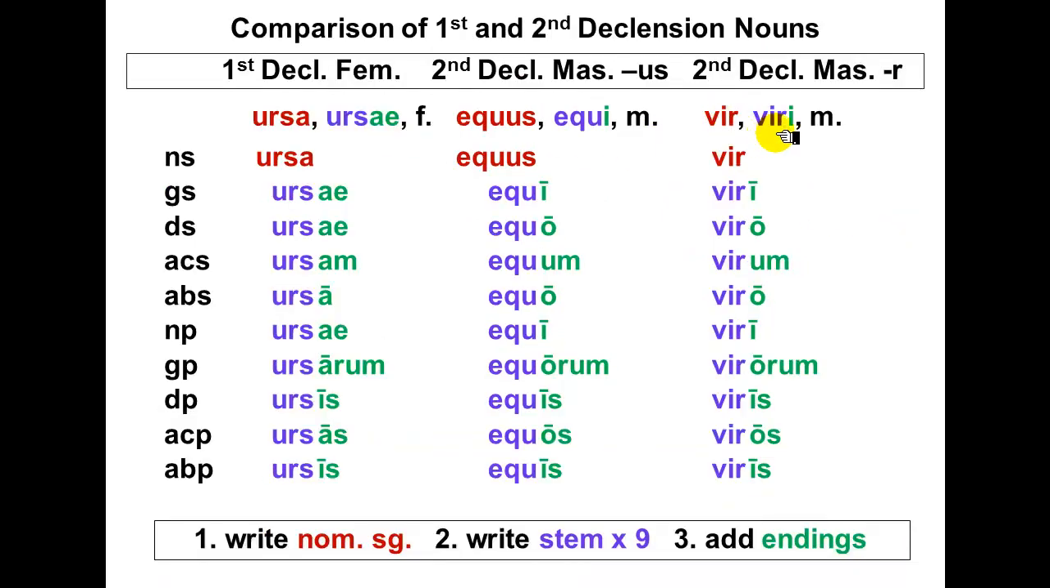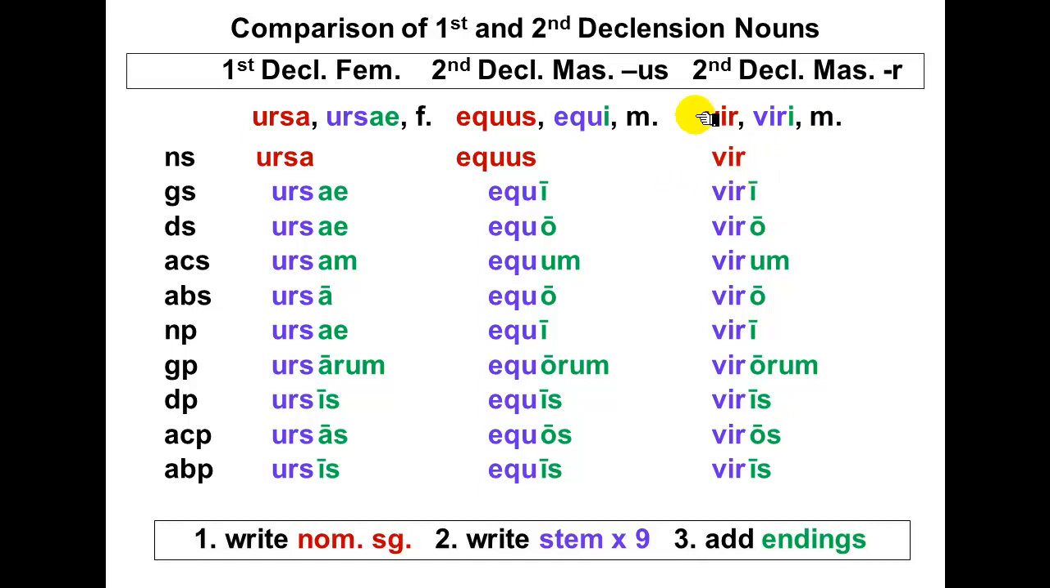Some second declension masculine nouns end in R in the nominative singular, but that's the only place that they differ, that nominative singular. Everywhere else, they're exactly the same as the second declension nouns whose masculines end in US. The word vir, vir, is masculine. It means man. So here's a sample translation.